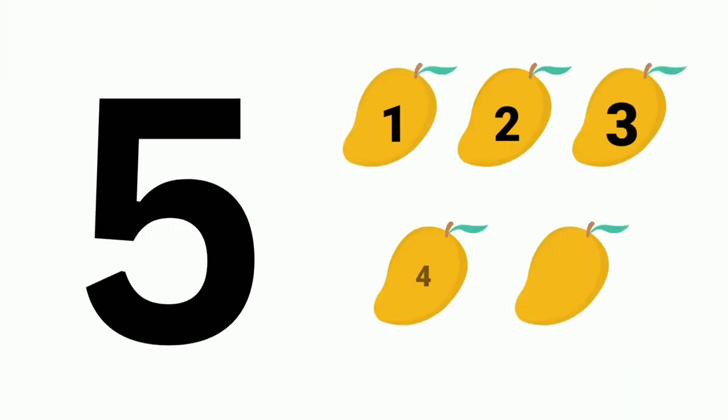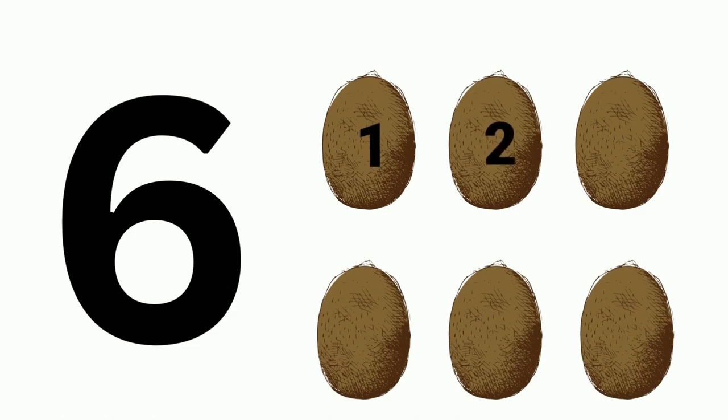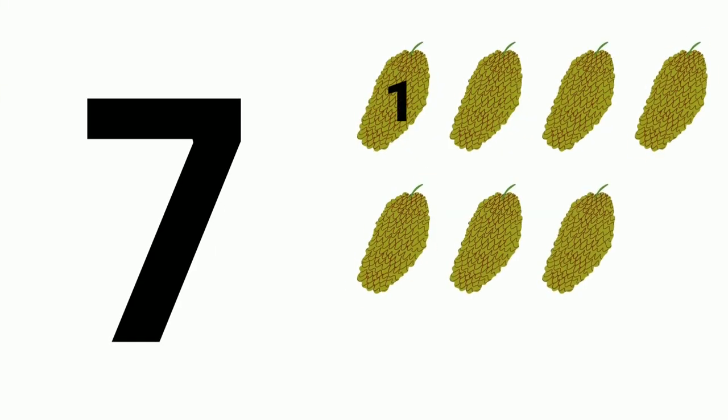One, two, three, four, five. 5 mangoes. 1, 2, 3, 4, 5, 6. 6 kiwis. A tisket, a tasket, a green and yellow basket. 1, 2, 3, 4, 5, 6, 7. 7 jackfruit.